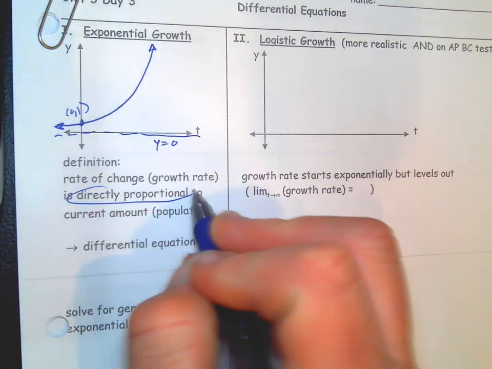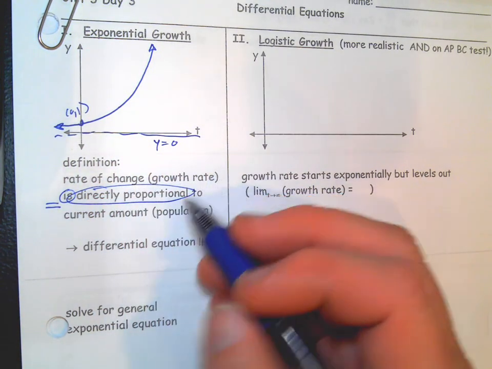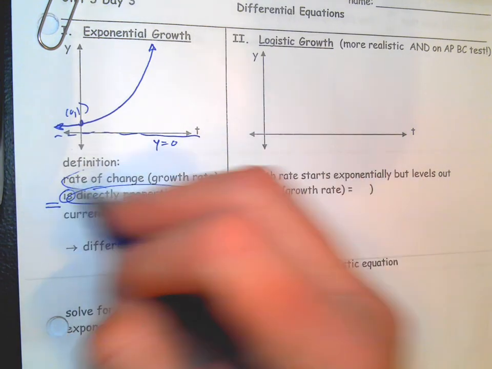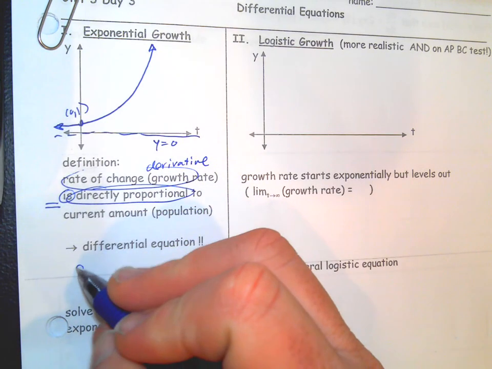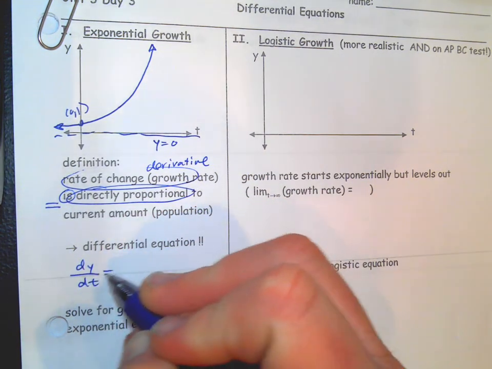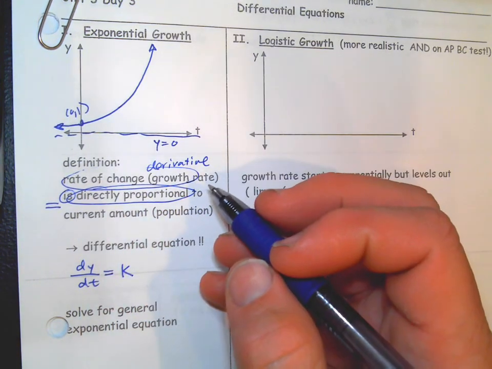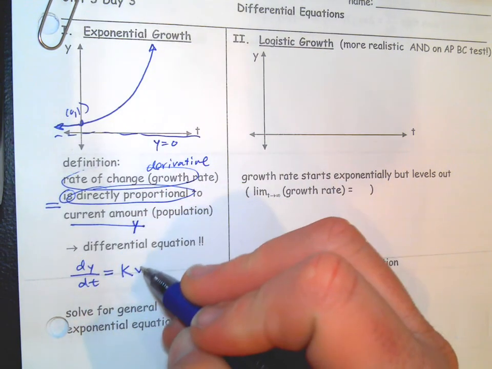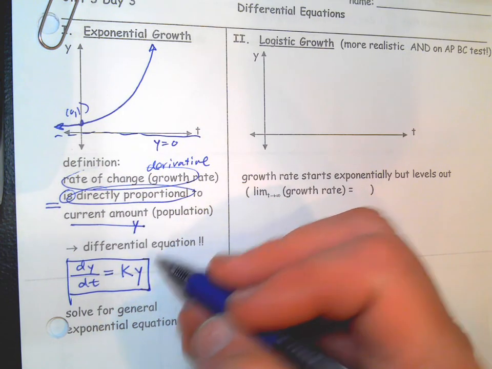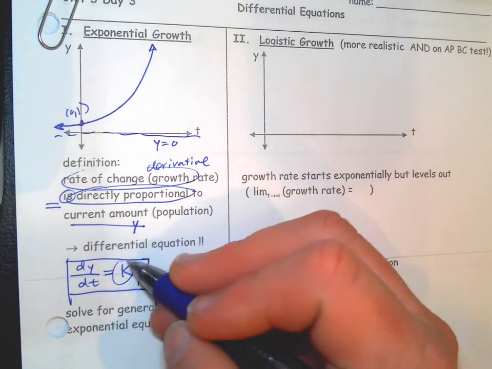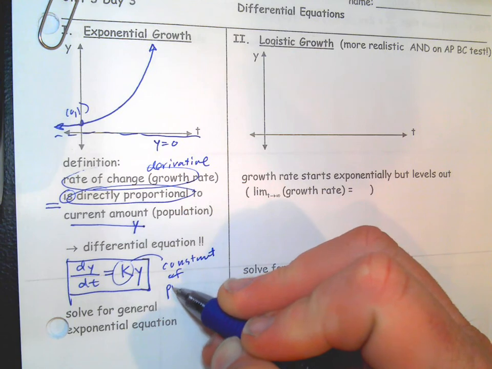So directly proportional would be an equal sign. So the rate of change, the growth rate, well, that's a derivative, right? This right here is talking about a derivative. In our current terms, you could say dy/dt, often time on these problems, is directly proportional. k is the constant of proportionality, times the current amount, which is y. This is the definition of exponential growth written as a differential equation, a derivative. This is the constant of proportionality.